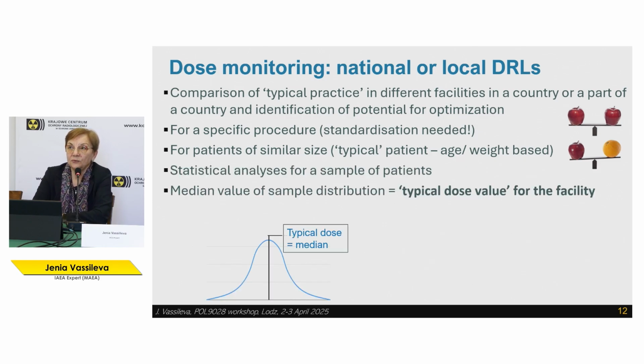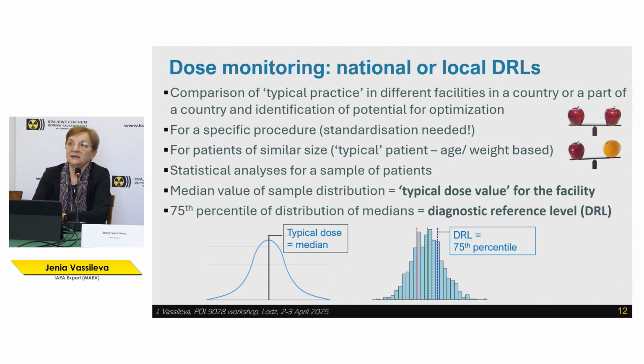And what we do for a specific X-ray room and angiography system, we perform statistical analysis and calculate the median of the distribution of patient dose indices, DAP or reference air-KERMA, and this we call typical dose, the median, because median is less sensitive to outliers than the average. That's why we don't use the average, the mean, we use the median.